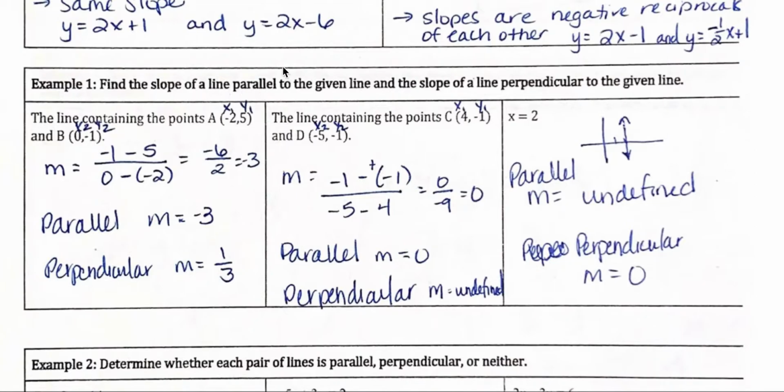To determine if it's parallel, we need the same slope. Okay, so parallel, my slope will just be -3. And perpendicular, remember we want the negative reciprocal. So this is my slope. I want to flip my fraction and change the sign. So when I flip my fraction, it turns into 1/3. It was negative, now it is positive.